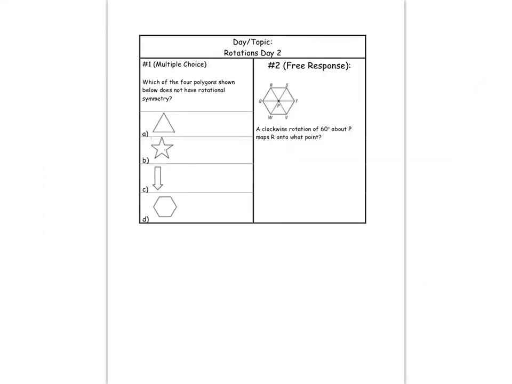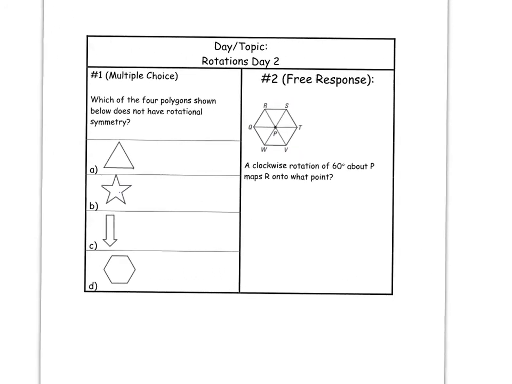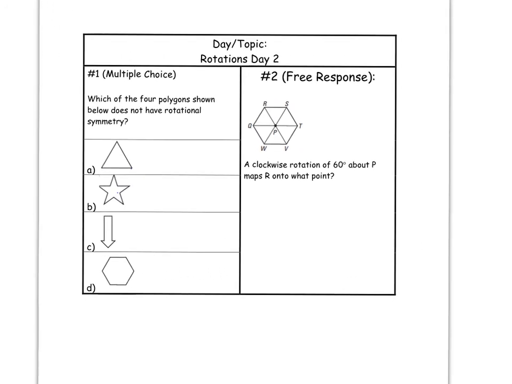Okay, now it's your turn to answer some questions. Which of the 4 polygons shown below does not have rotational symmetry? So which of these, when you rotate, will not produce an identical image? And number 2, a clockwise rotation of 60 degrees about point P maps R onto what point? So P is our center of rotation, and we're going to rotate R 60 degrees, and we need to see what the new image is. So it's either going to be S, T, V, W, or Q.